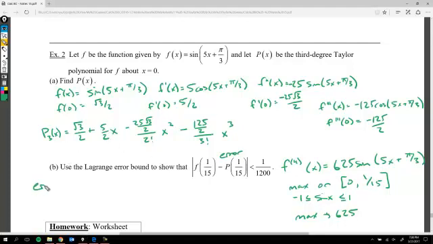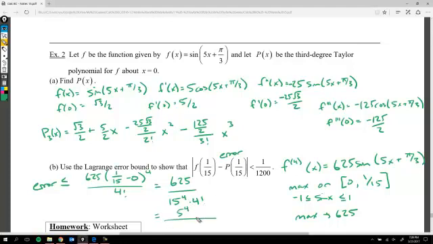Okay, so I know that my error has to be less than or equal to my maximum value, which is 625, and then my function. So this is what I'm plugging in for x, so x minus 0 to the 4th power over 4 factorial. Right, now let's just break this down and do this in our heads. So this is 625 over 15 to the 4th power times 4 factorial. Right, well, 625 is the same thing as 5 to the 4th. 15 to the 4th is the same thing as 3 to the 4th times 5 to the 4th.